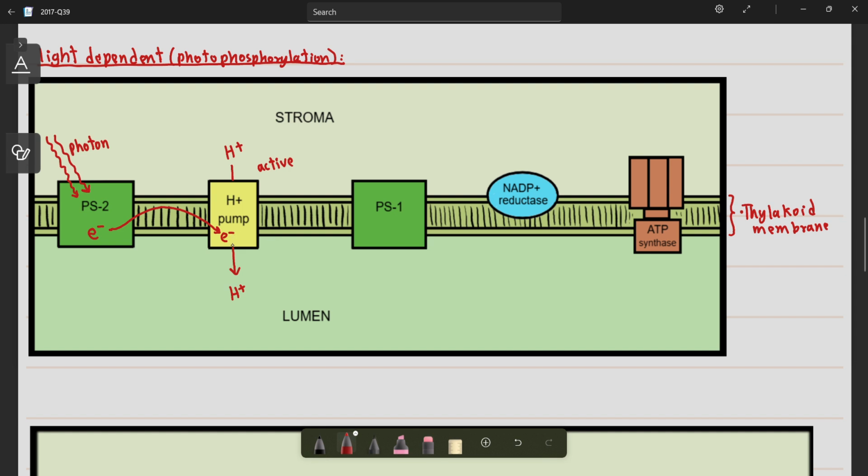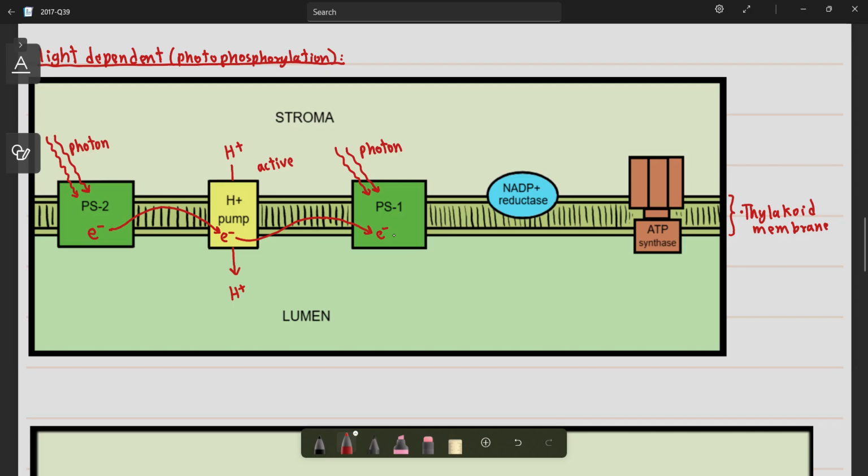Now, once it reaches this destination, the high energized electron does not stay here. It again moves through a series of small proteins found within the thylakoid membrane, and it reaches photosystem 1. Here the exact same process happens as in photosystem 2. It uses the photons of the light to re-energize the electron to a higher energy level.